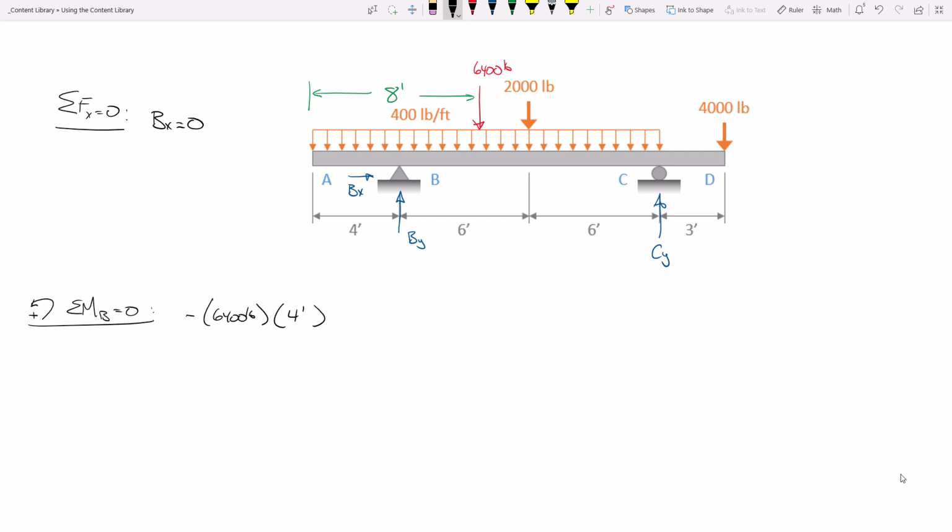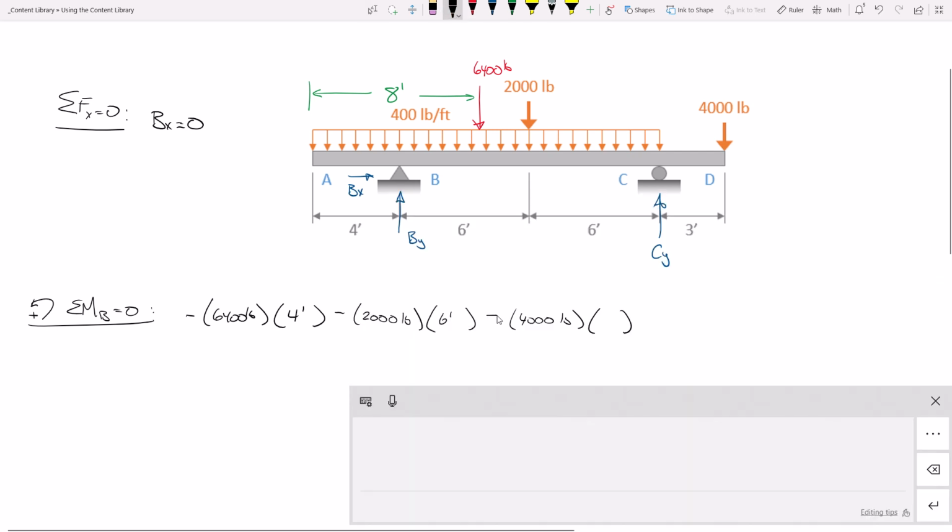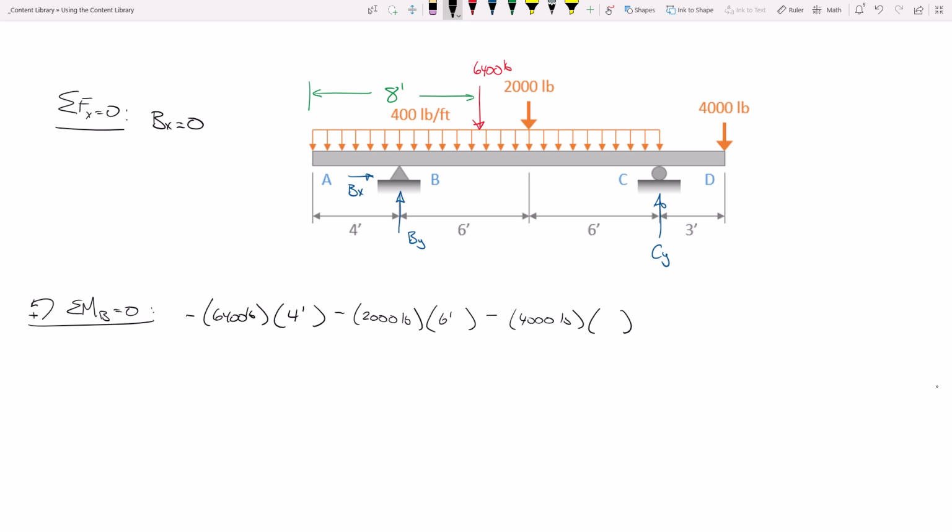All right. What about this 2,000 pounds? Does that generate moment? Yep. Is that positive or negative? Negative. Mr. Hall's the only one answering questions, so I'm giving him a break. All right. Somebody help me out. What's the moment arm from B? 6. All right. Let's go to the next load. What about this 4,000 pounds? Does it generate moment? Yes. Positive or negative? Negative. Moment arm from B. There we go.